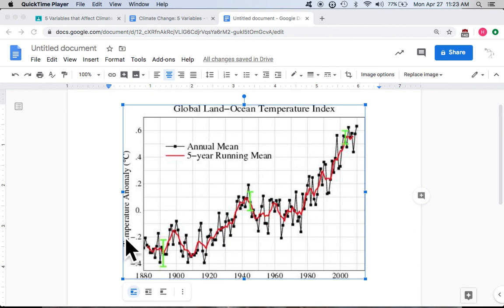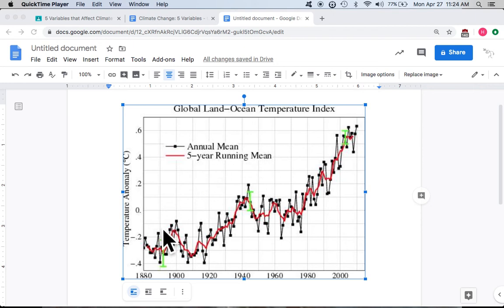Now let me talk about temperature anomaly. What's an anomaly? An anomaly is how far away you are from some sort of baseline. You could be above that baseline or below that baseline. And our baseline for this is an average temperature, a 5-year running mean, a 5-year average.